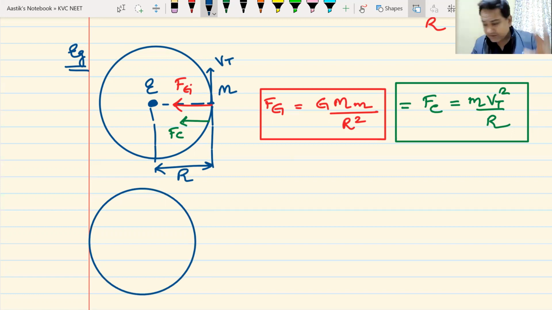This is a vertical circle. I have a string and I have a stone attached to the string, and I am moving this stone like this.